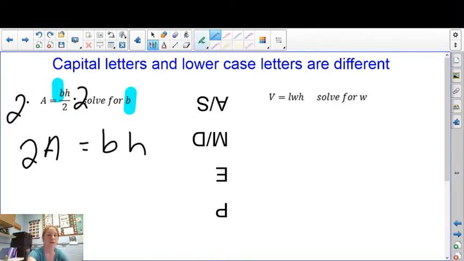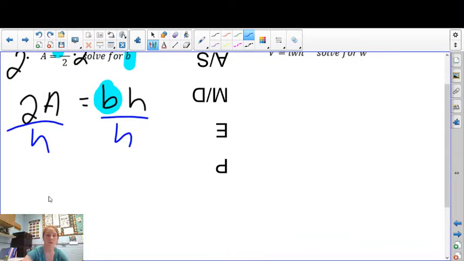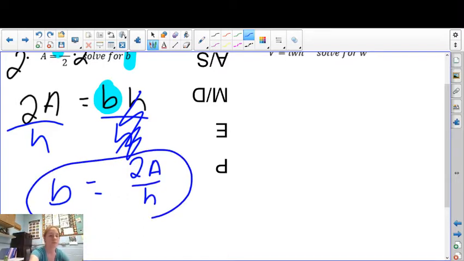All right, let's go ahead and get our identifier. Is my B by itself? Nope, he's not. He's still there. So in order to undo him, he's being multiplied. So I have to divide. That causes them to cancel. B is equal to 2A over H. Circle it.